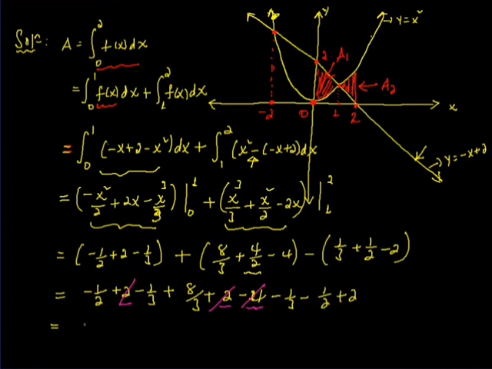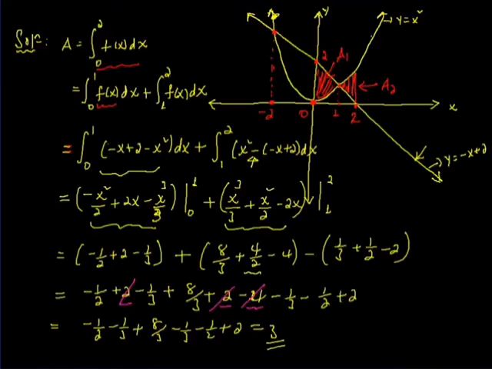So we have minus 1 over 2 minus 1 over 3 plus 8 over 3 minus 1 over 3 minus 1 over 2 plus 2. So adding all this will give us 3, as you can check. Therefore the area between these two curves is 3. Our answer will be 3. Okay, so our answer will be A.